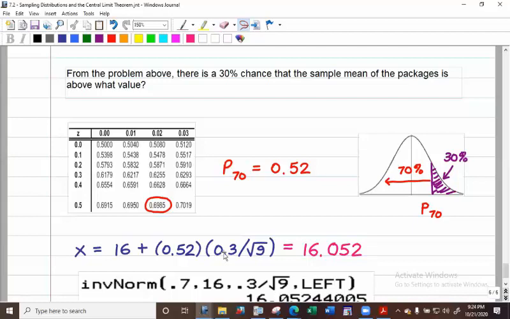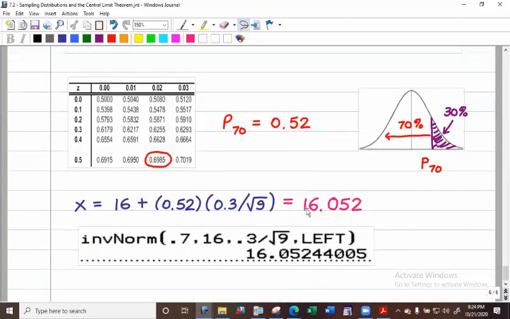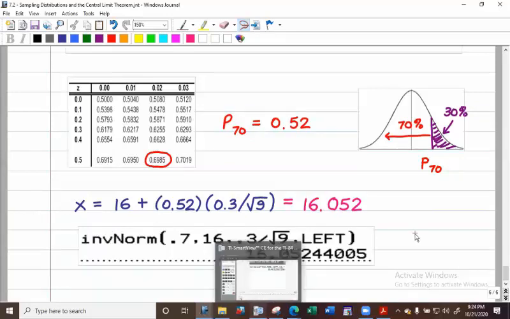And so the only difference between this one and the normal distribution part 3 is now, instead of just 0.3 here, it's 0.3 divided by the square root of 9. That's the only difference. And I get 16.052. Now, in the calculator, you do inverse norm, 0.7 for your percentile, then the mean is 16. Standard deviation is 0.3 divided by square root of 9. Of course, the left is just there, and so you get 16.052.